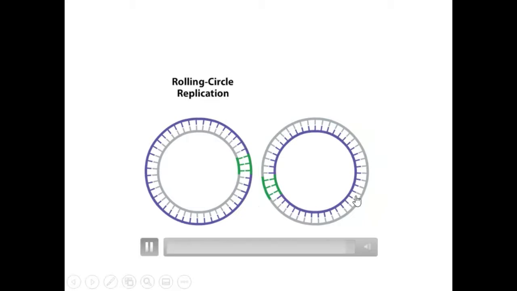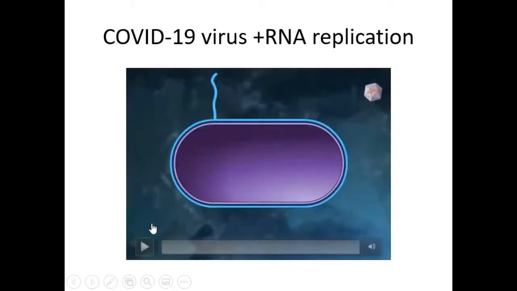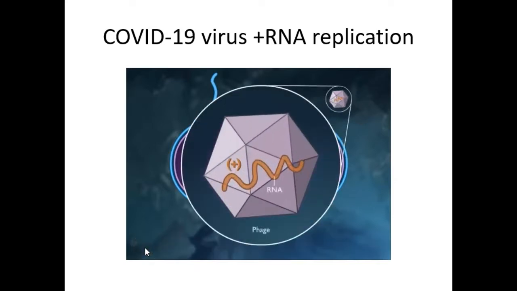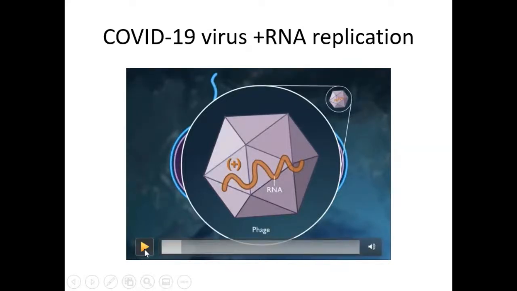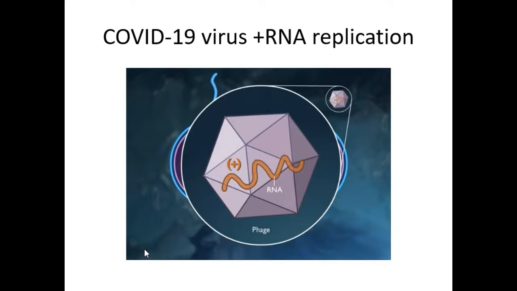Okay, that's rolling circle replication. And then this is just an example of RNA virus replication. Some RNA phages, such as MS2 and Q beta, contain only a single positive, plus-sense strand of RNA. This is similar to the SARS-CoV-2 virus, because it also contains plus RNA.